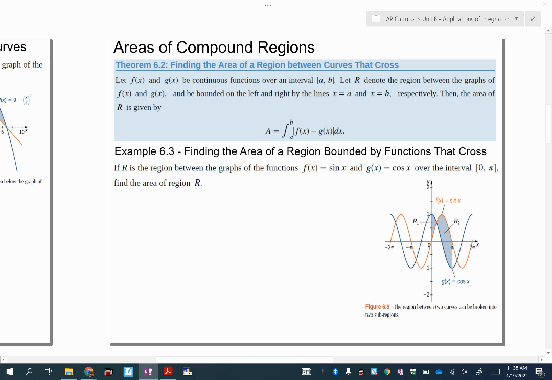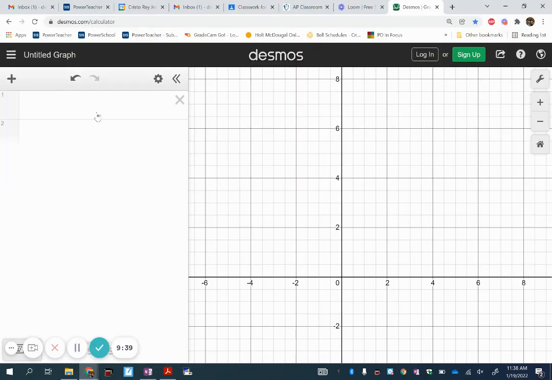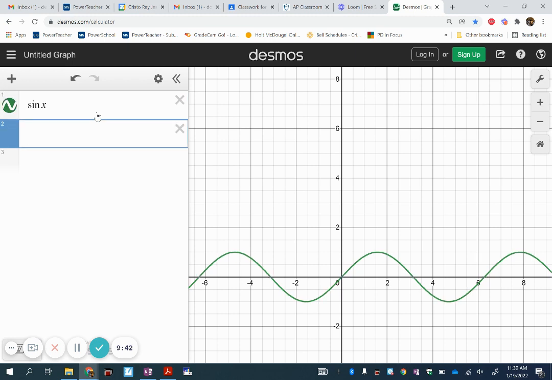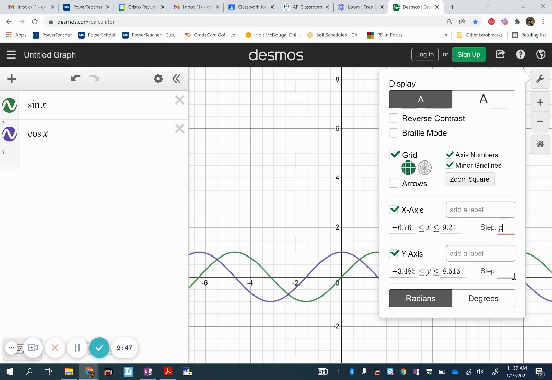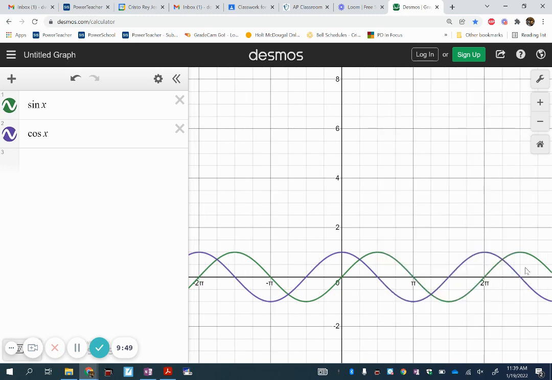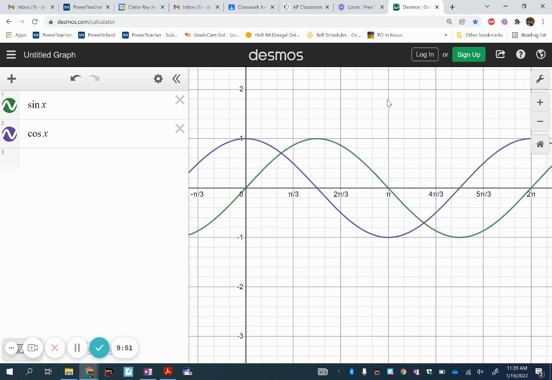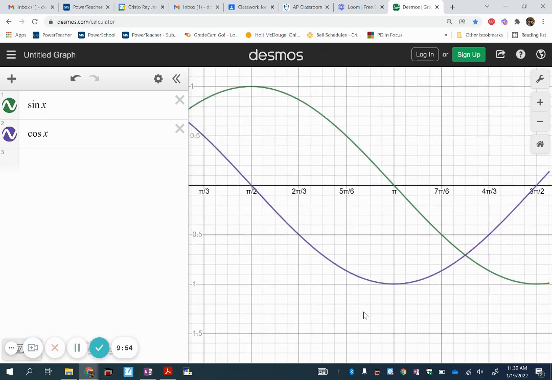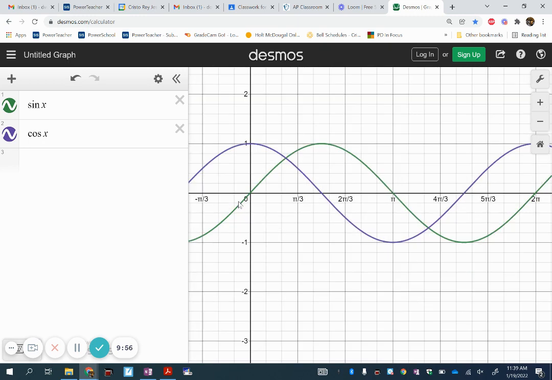I'll graph sine of x and cosine of x from 0 to pi. Okay, let's change this to be steps of pi over 6. Let's zoom in for 0 to pi. Too far? Yeah, just barely. Zoom back out. Okay, so here's 0. Here's pi. And you can see we're looking at the area between the curves. So right now, at the very beginning, purple is above green. So cosine is above sine all the way until pi over 4.